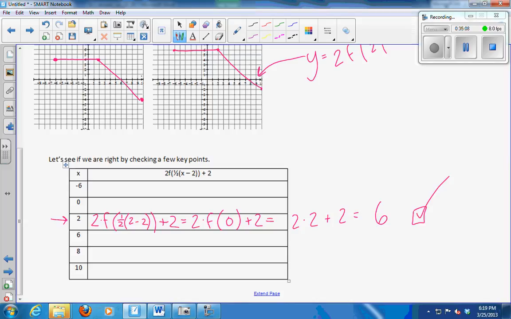So I got at least 1 point to match. You can always check a few points to make sure you did everything right. Or you can start by making a table and plot it. If everything leaves your head, you can always make a table of values.